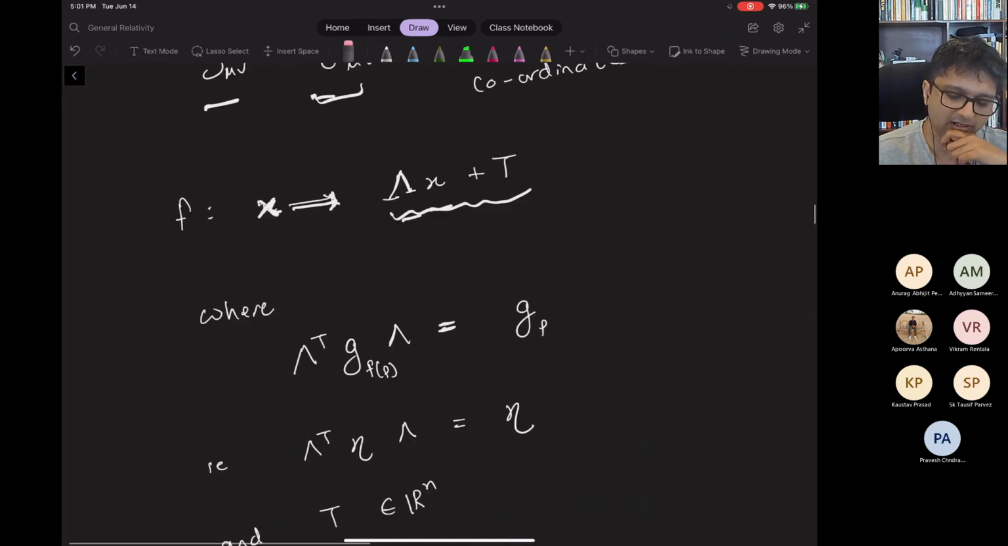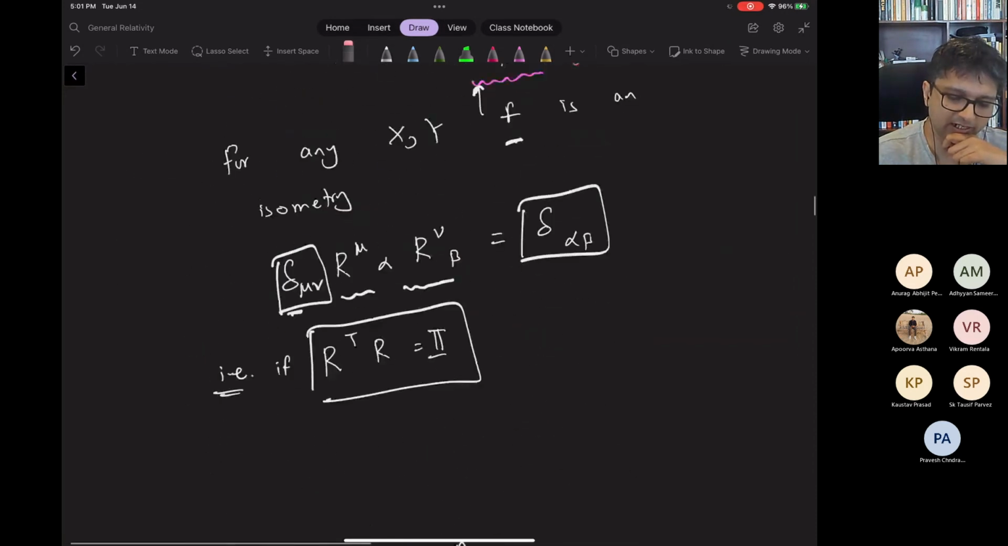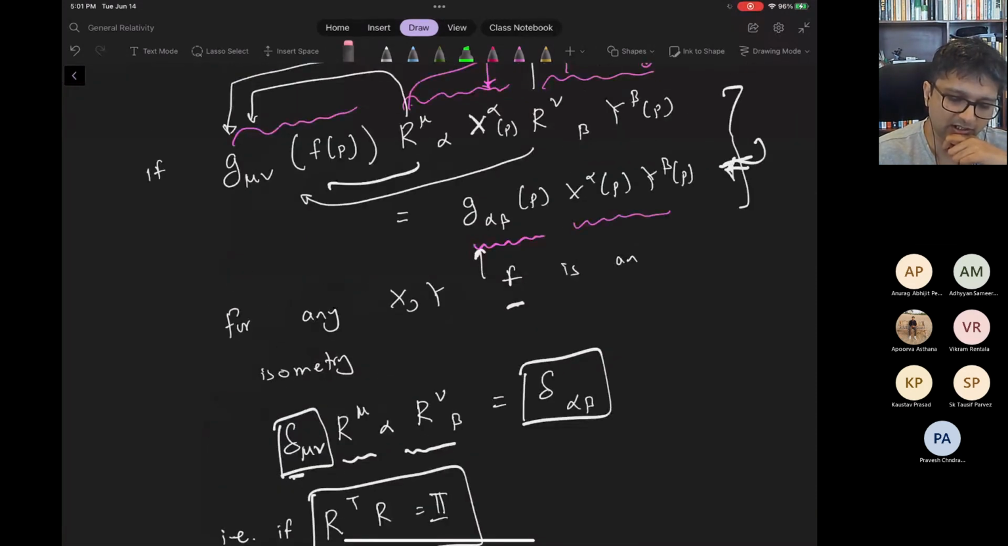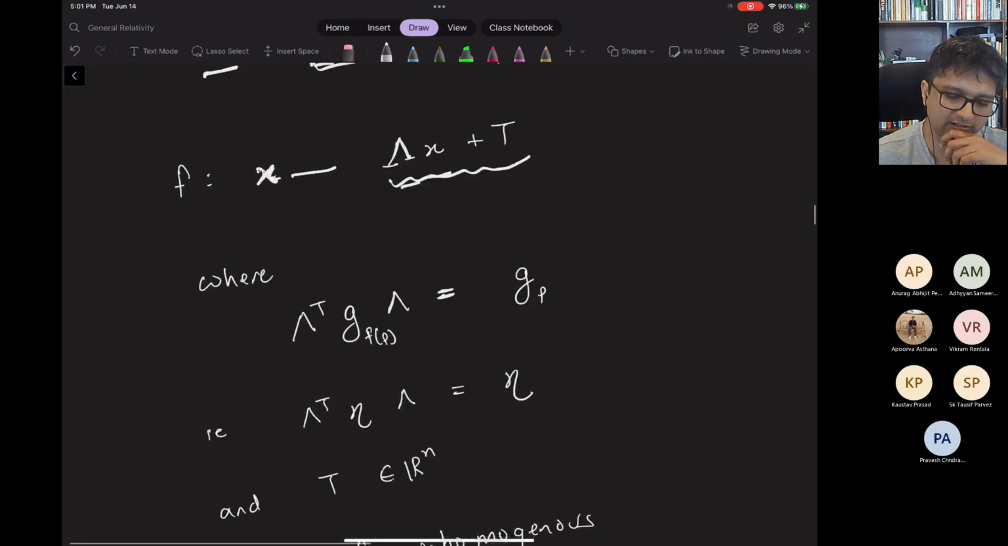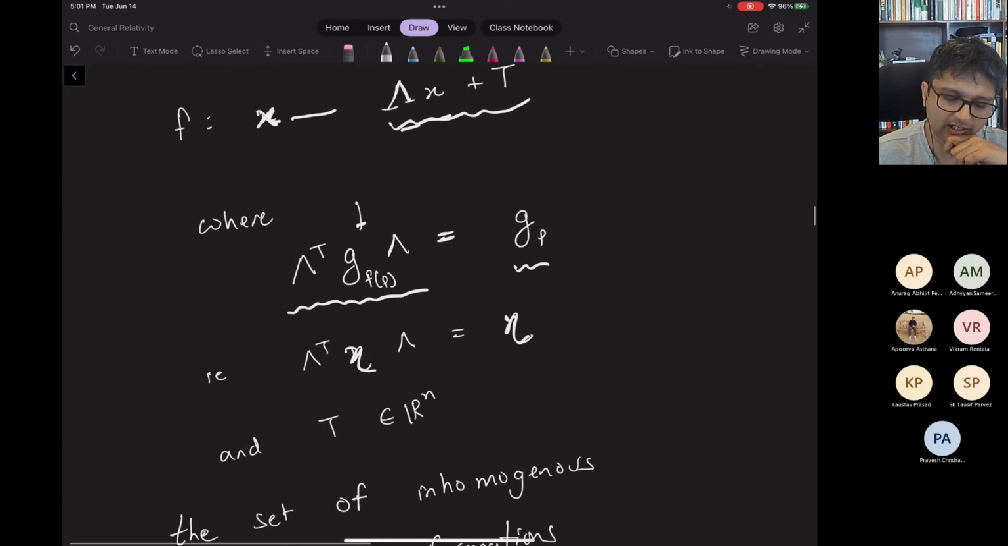Where now, just like we had this equation here, R transpose R on delta is equal to delta, you can check that you would get something like lambda transpose G lambda is equal to G, where this G is at f of p, this G is at p, but in components, this is the same eta, this is the same eta. And again, the translations T belong to Rn. These are arbitrary translations both in space and time.